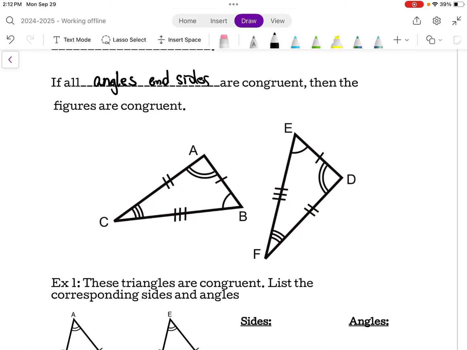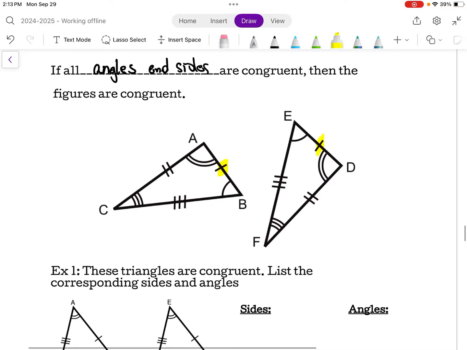If you look at these 2 triangles, ABC and DEF, there's a couple things I want to point out. First of all, I want to point out the sides. So this side that I just highlighted in yellow corresponds to the side in DEF that I highlighted in yellow. So we would say that AB and DE are congruent sides. AC would match up with DF, and then you'll see that BC matches up with EF. So that right there proves that all the sides are congruent.